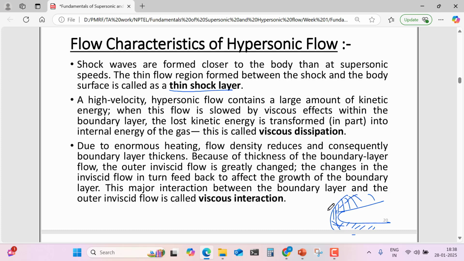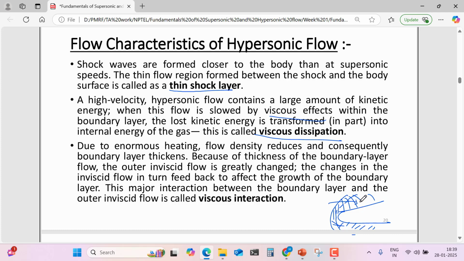Due to the shock, a large amount of kinetic energy is converted to thermal energy. This changes to internal energy of the gas, due to which it is heated. The flow is very heated after that. This is called viscous dissipation. This is due to the viscous effect within the boundary layer. So due to the viscous dissipation, there is enormous heating.